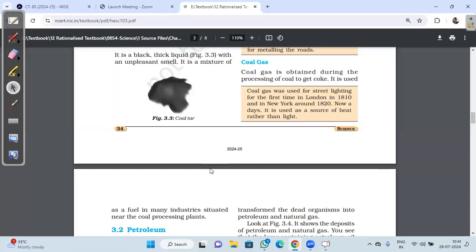Okay. See, it was also used in London. Coal gas was used for street lighting for the first time in London in 1810 and in New York around 1820. Nowadays, it is just a source of heat.